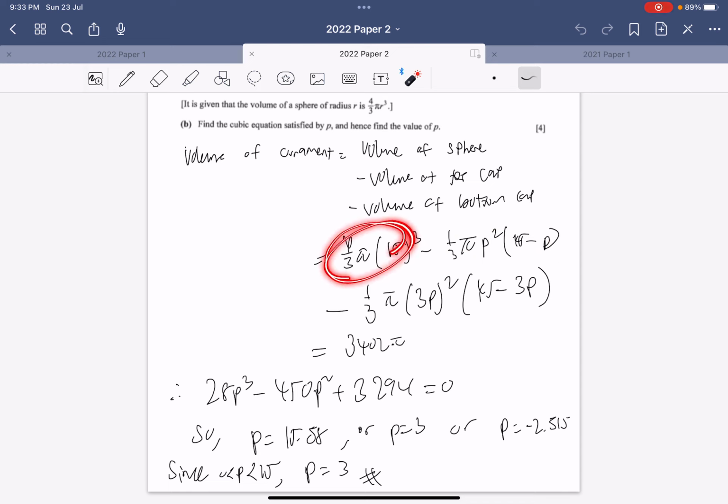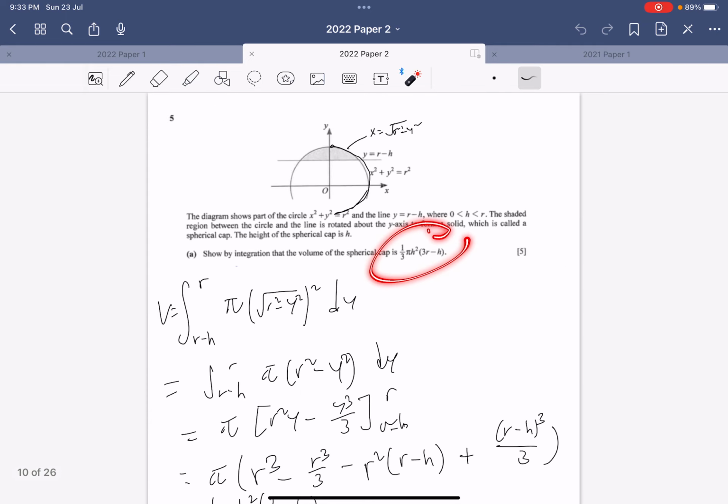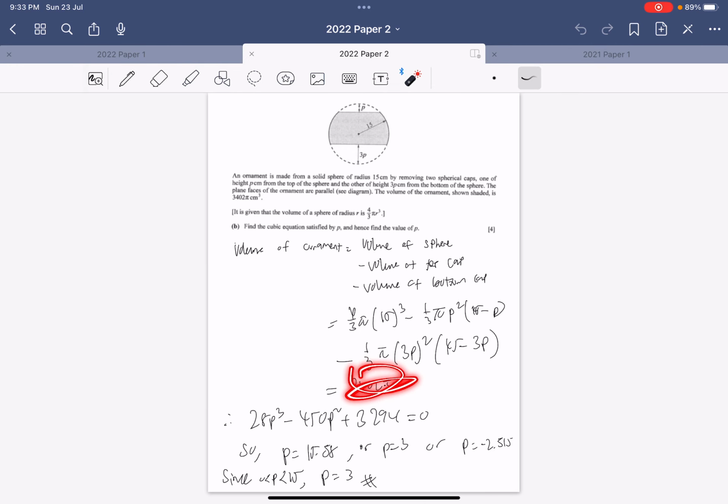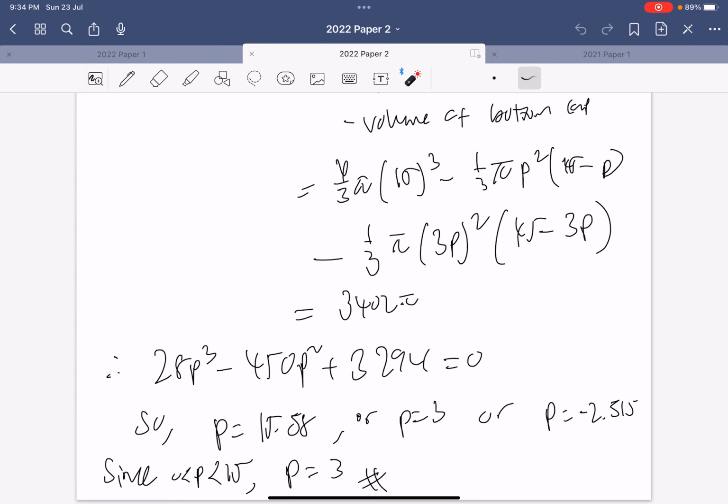And then we just need to take the volume of the total sphere, which is 4 over 3 pi r cubed, minus away the top cap volume and the bottom cap volume using this formula. And we'll have to equate it to 3402 pi. And then when you simplify it out, you're able to form a cubic expression in terms of P, and use your GCE to help you solve for P.